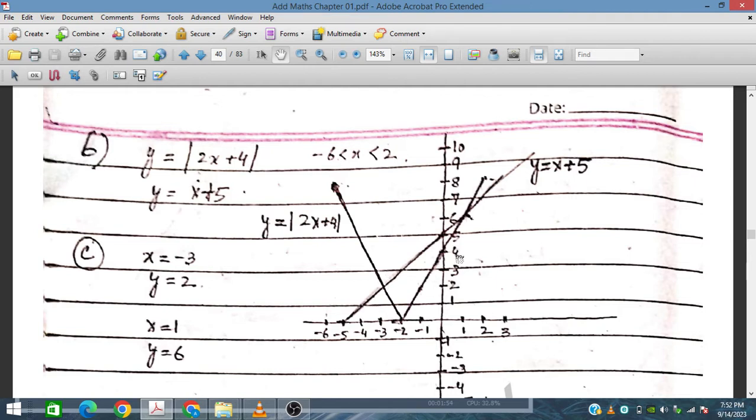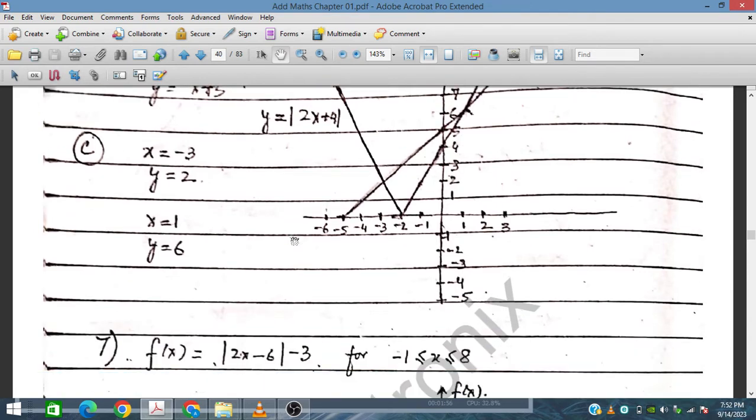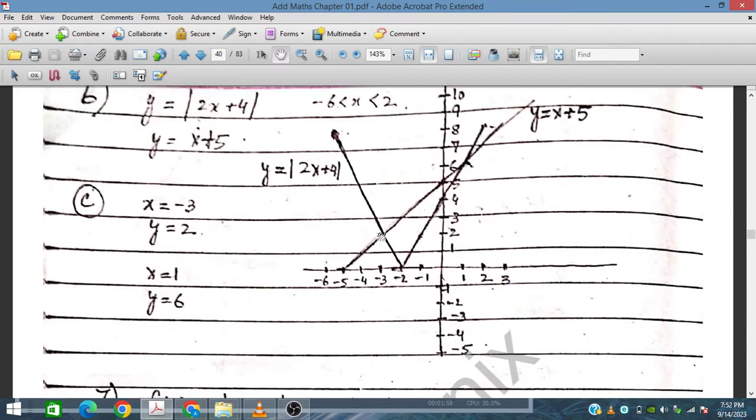From this graph we can see that this graph intersects at minus 3 and 2, and at 1 and 6 this graph also intersects. So this is the solution.